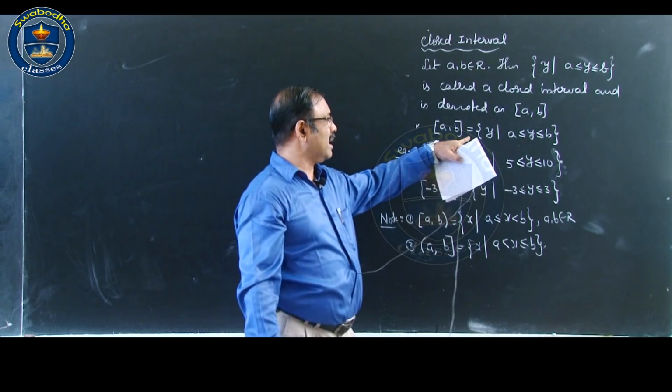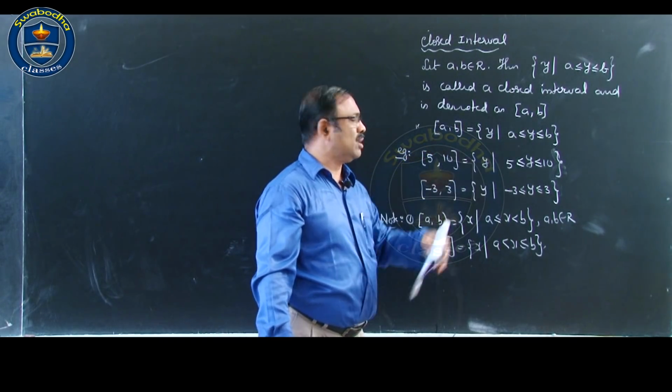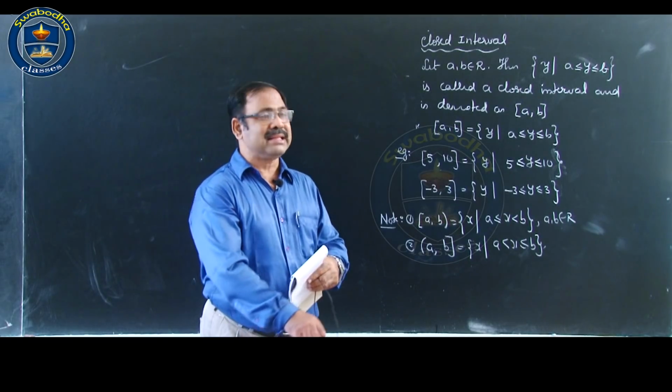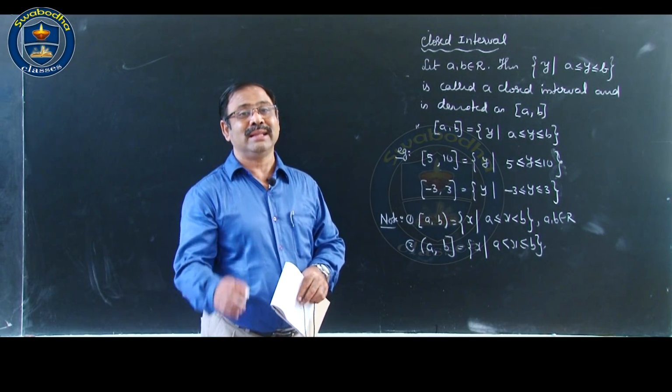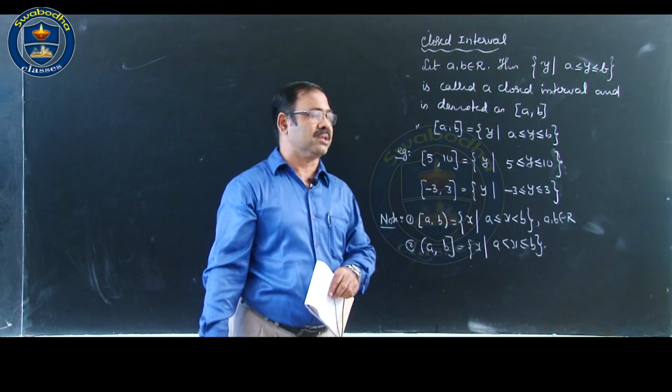a comma b is equal to the set of all y such that y is greater than or equal to a, less than or equal to b. That is actually the set builder form of representation of a set.